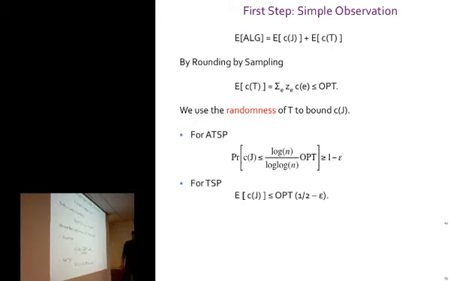Now, here is where we're going to use the randomness of T. For ATSP, I'm going to show that the cost of the Eulerian augmentation is bounded by log n over log log n of the optimum with high probability. And for symmetric TSP, I'm going to show that this is bounded by 1/2 minus epsilon of the optimum for some constant. So we should agree that these two just finish the proof.